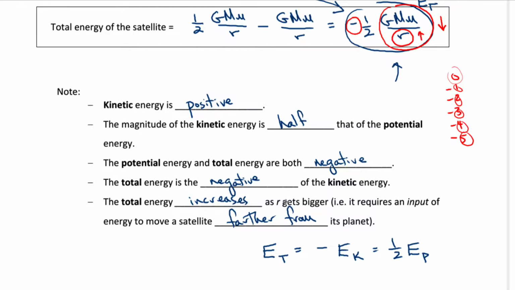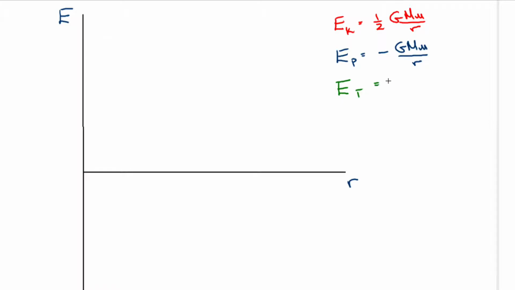Let's now look at this graphically. What I'm going to do here is graph the 3 different energy functions as a function of r. So r is increasing as we go off to the right. Let's just remind ourselves of our 3 functions. I'll write kinetic energy, which is equal to 1/2 times G big M little m over r. And I will write in blue potential energy, which is equal to negative G big M little m over r. And in green we'll have our total energy, which is equal to negative 1/2 G big M little m over r.